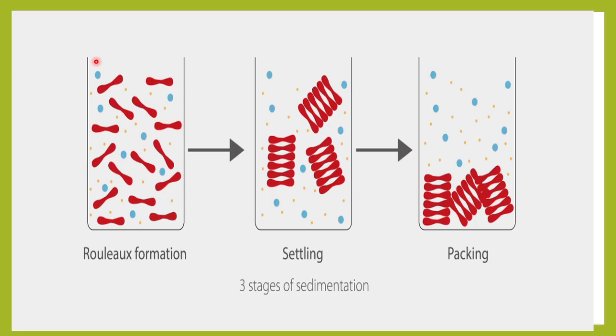Okay, this is the first stage, the stage of Rouleaux formation. The process starts, the negative charges are removed and the cells start coming near to each other. Then there is settling: the Rouleaux is formed and they start settling down and then start packing. So: stage of Rouleaux formation, stage of settling, and stage of packing.